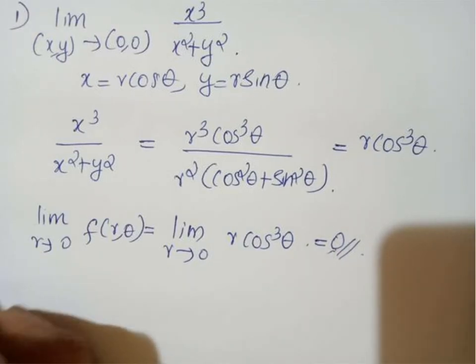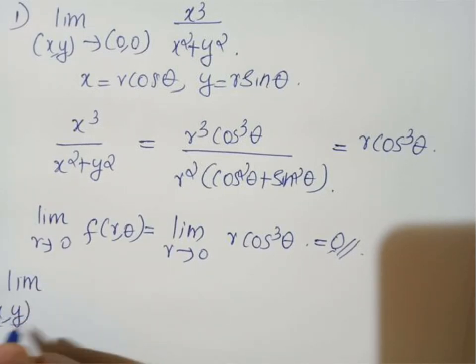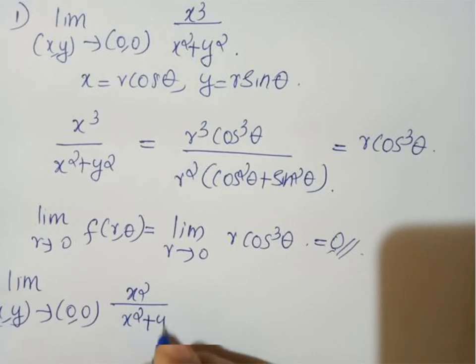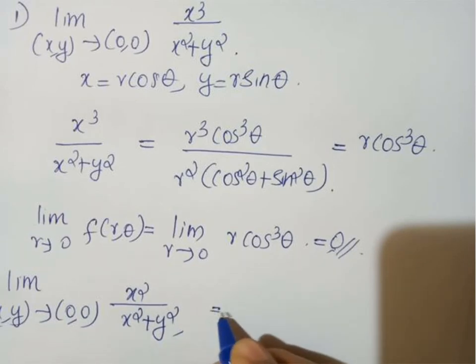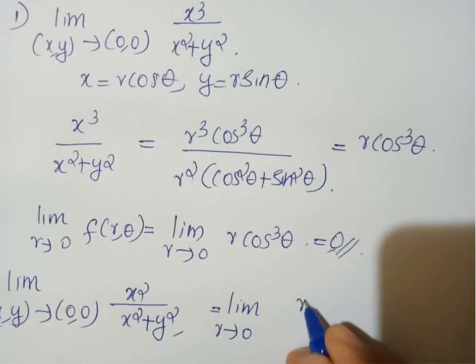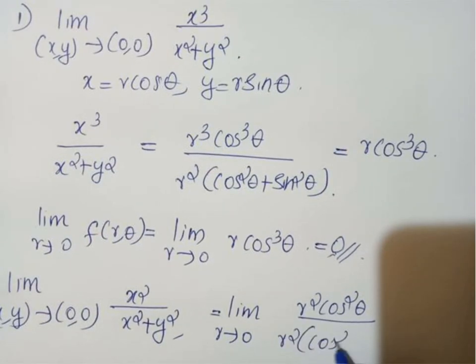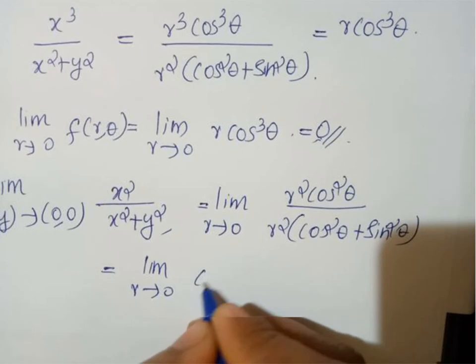Next one is the limit as (x, y) tends to (0, 0) of x^2/(x^2 + y^2). Here I substitute x = r cos theta, y = r sin theta. Then this can be converted to the limit as r tends to 0 of r^2 cos^2 theta divided by r^2 (cos^2 theta + sin^2 theta), which is equal to cos^2 theta.